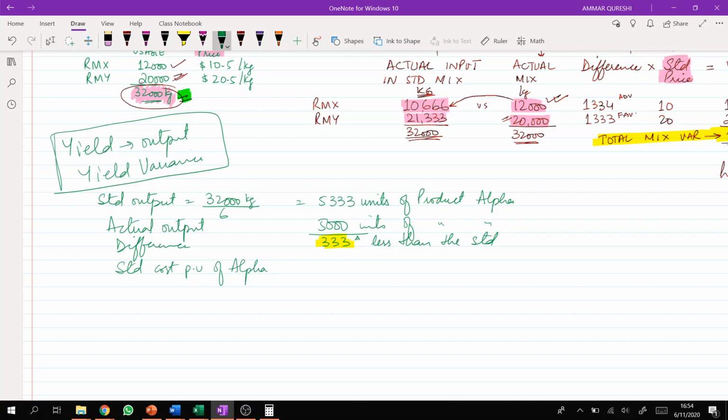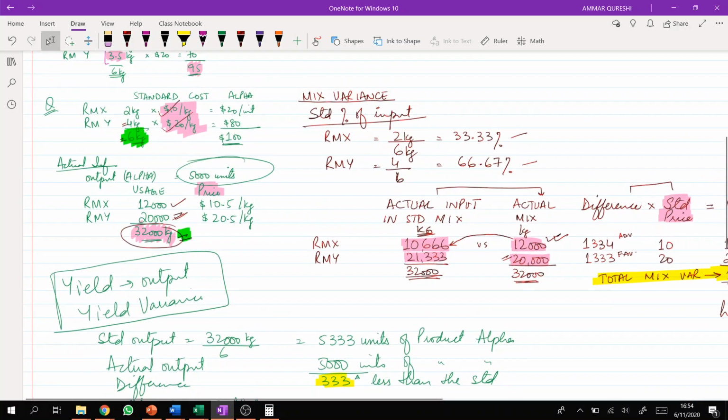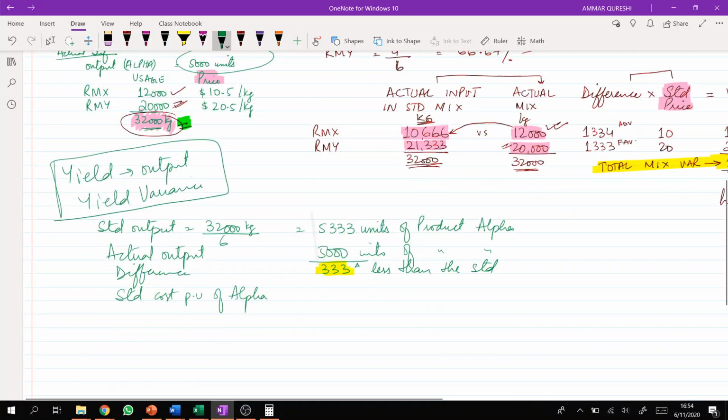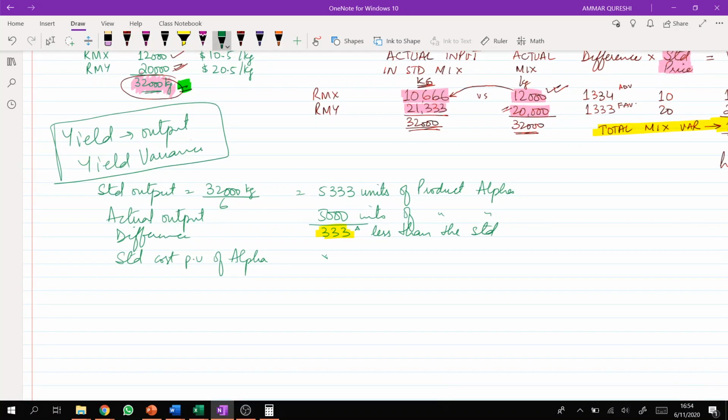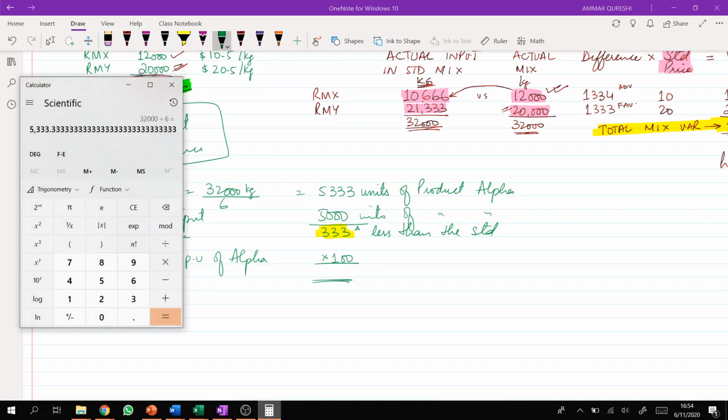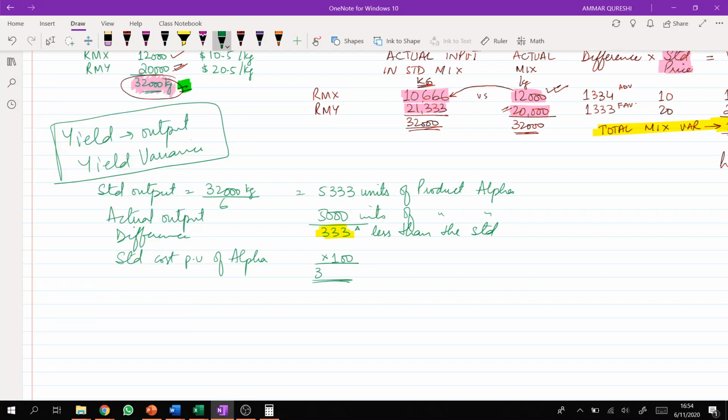Right? What is the standard cost per unit of alpha? Standard cost per unit is around 100. So we have to multiply it with 100. If you multiply 100 by 333, that makes around 33,300 favorable. Sorry, adverse. And this is basically the yield variance.